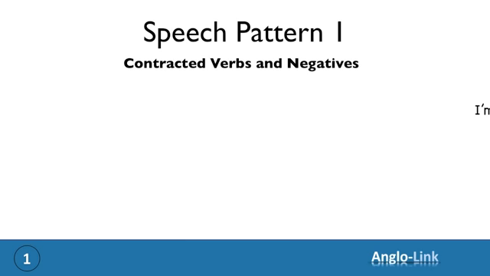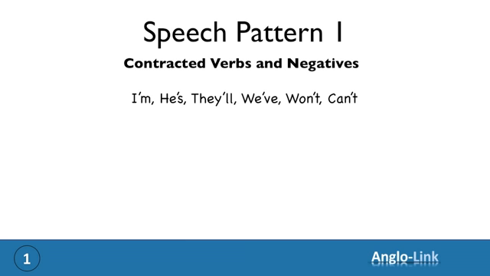Speech pattern number 1 is contractions, contracted verbs and negatives. You're pretty familiar with these. I'm, he's, they'll, we've, won't, can't, etc.